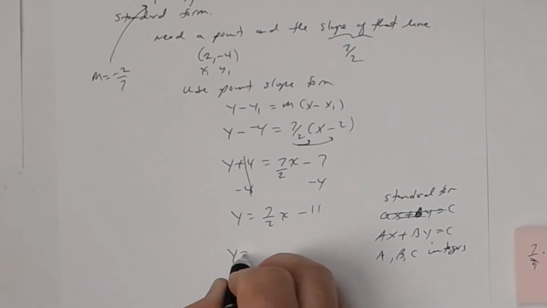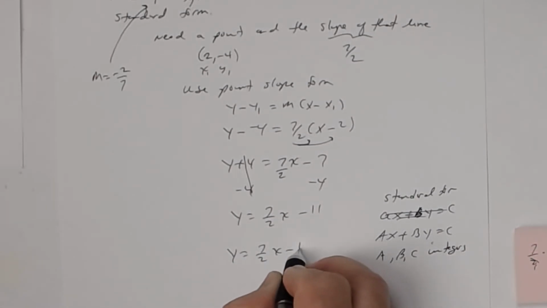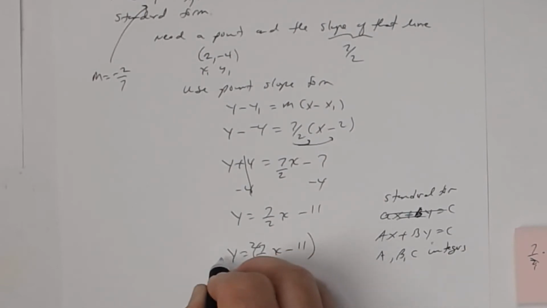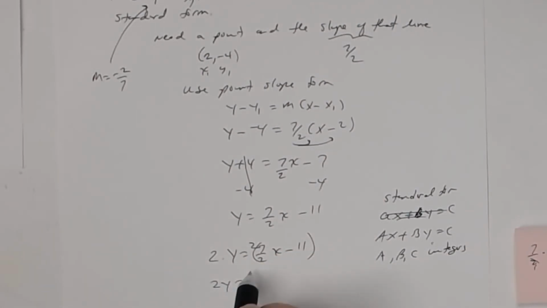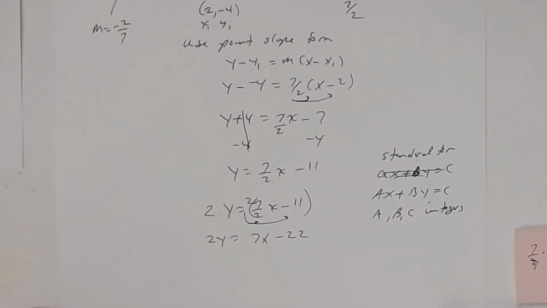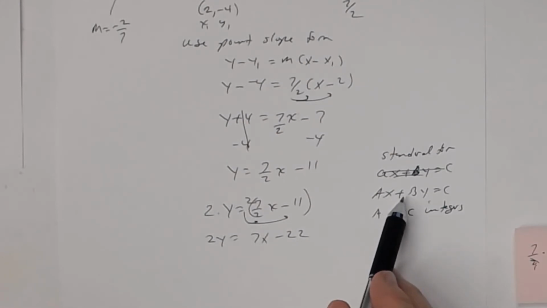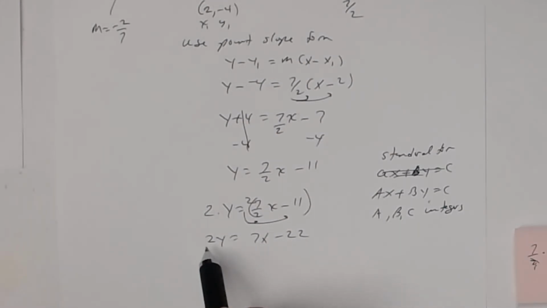So I'm going to rewrite this over. Multiply by 2, both sides. And so now I'm going to have 2y equals, distribute the 2. 2 times 7/2 is 7. 7 times x is 7x. And then 2 times a negative 11 is a negative 22. Okay? And then we have to bring the 7x to the other side. So I get negative 7x plus 2y equals negative 22.